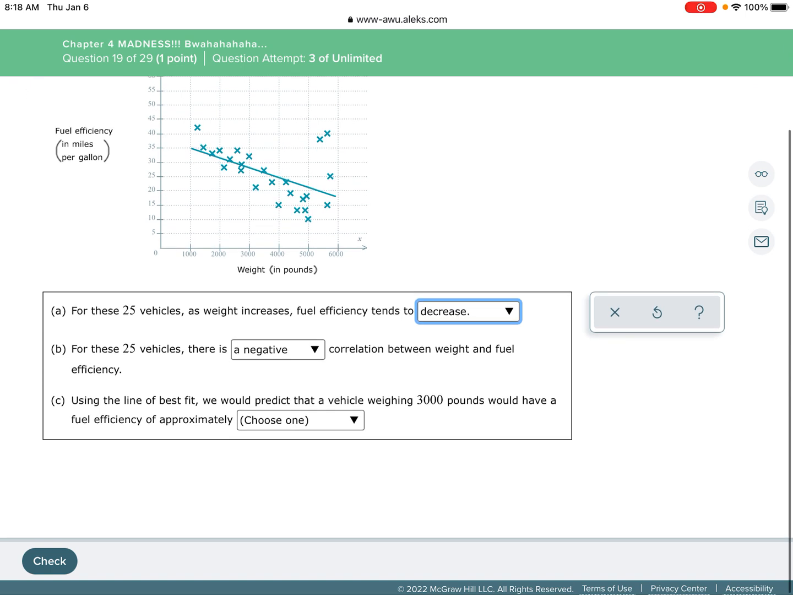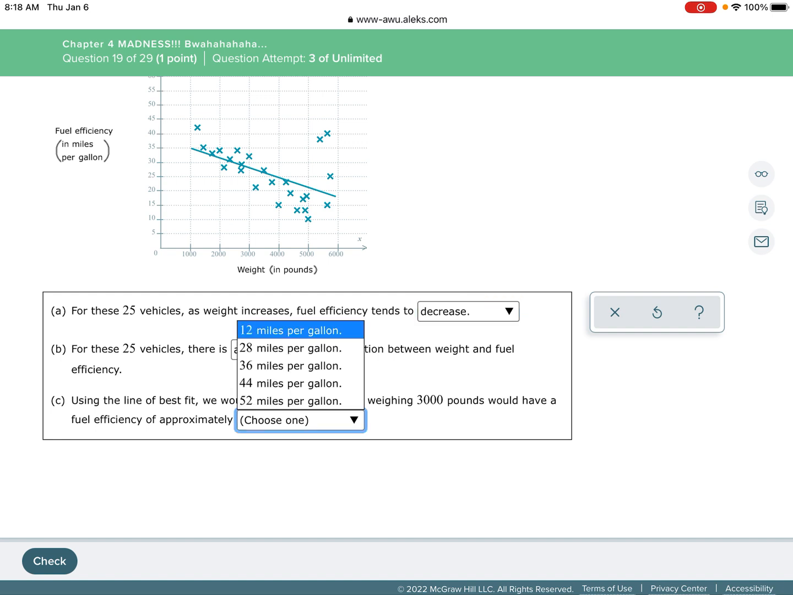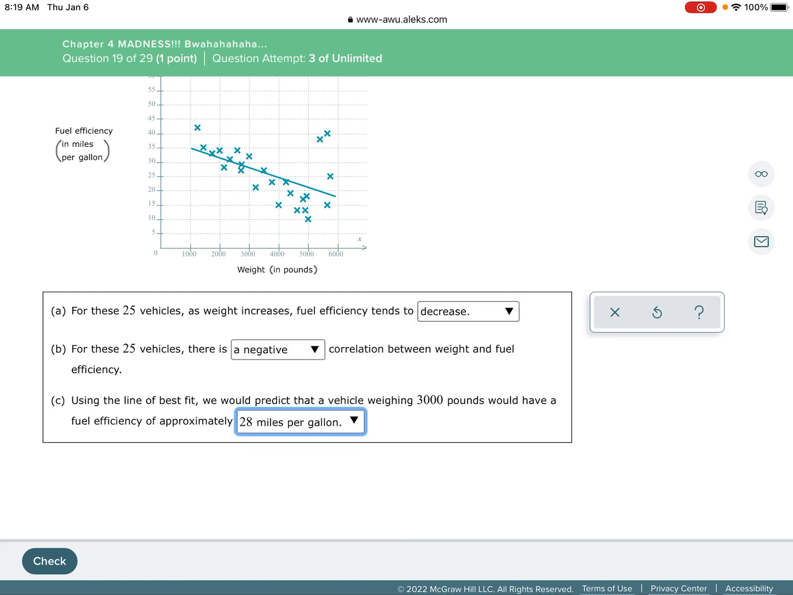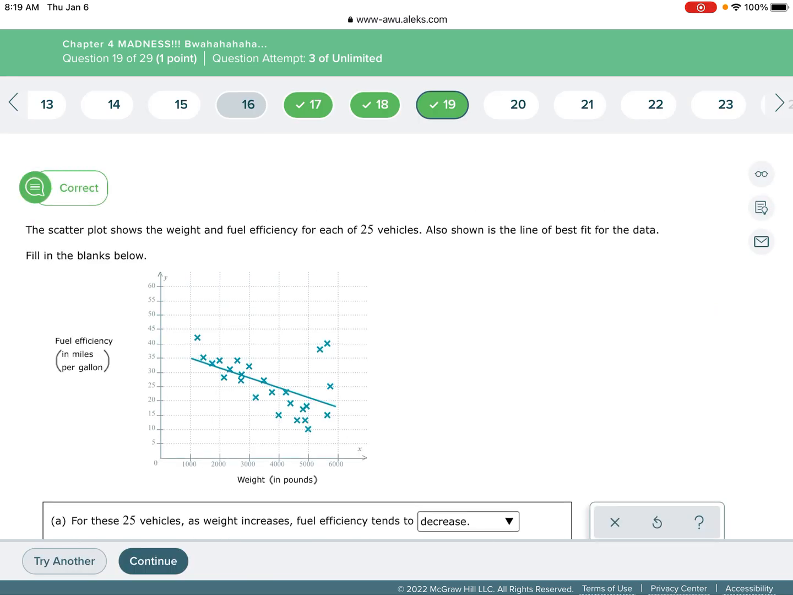Then using the line of best fit, we would predict that a vehicle weighing 3,000 pounds. So find where 3,000 pounds is. That's the third option on the x-axis from the left. And it looks like it's between 25 and 30. I don't know if they have an option that's like 28. That would be really close. And they have one that is 28. So we'll select that one, and we'll go check. And that is how you do these.